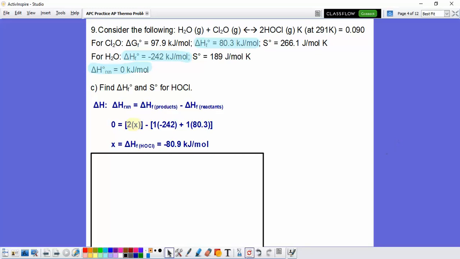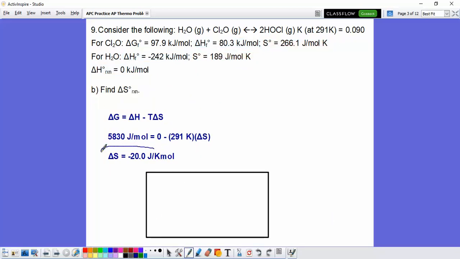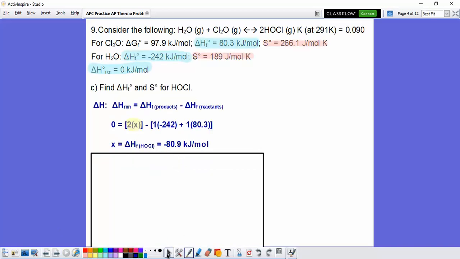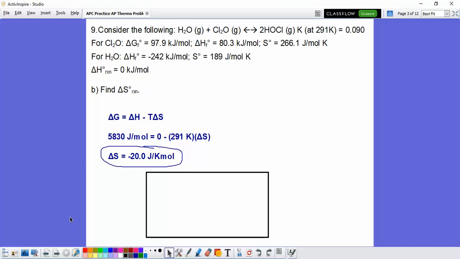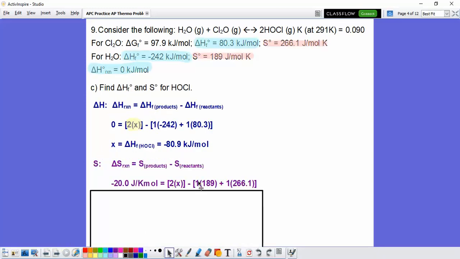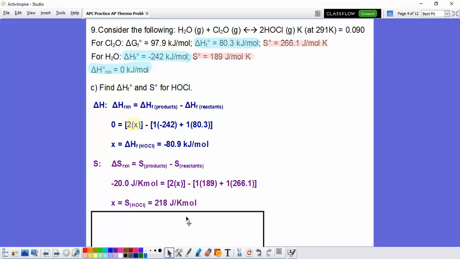And now we're going to do the same thing, but this time for the entropy for HOCl. We're going to use the entropy values for both of our reactants and the entropy value we found back here. That's the delta S for the whole reaction. So when I set this up, again products minus reactants, I'm going to plug in negative 20.0 for my delta S of reaction. That's what I found back here. And then again, 2x is on the left, minus, and then just the coefficients times these numbers. And this is going to be in joules per Kelvin mole, and you should get 218.